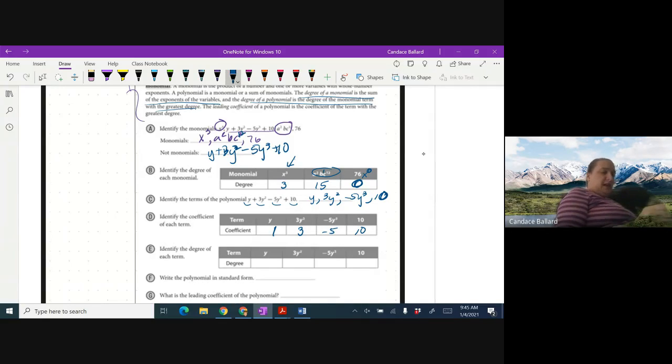Okay, then the next one says we want the degree. So remember the degree. What does degree mean? Where do I look for the degree? Can you tell me in the chat? What do I need to look at for the degree?